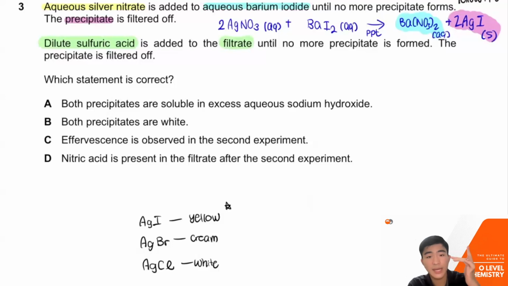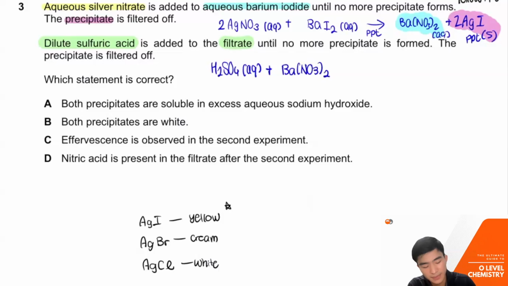So this is a two-step reaction. Now, first step is where I have silver nitrate added to barium iodide. This is step number one of the solution where I produce one precipitate. Now, step number two, I take the dilute sulfuric acid, which is H2SO4. Remember, dilute sulfuric acid is aqueous. I add it to barium nitrate, Ba(NO3)2. This is also aqueous. Now, what is going to happen?